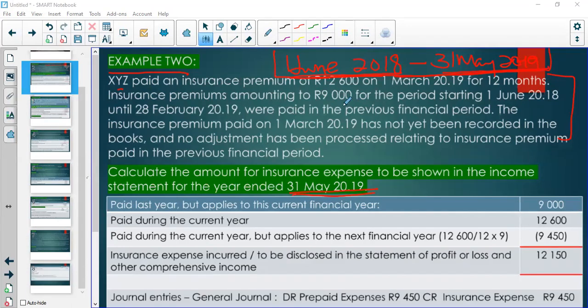Right, so we see there that on 1 March 2019, all right, this is what happened. On 1 March 2019, remember our year ends 31 May. So 1 March, this happened during this current year.